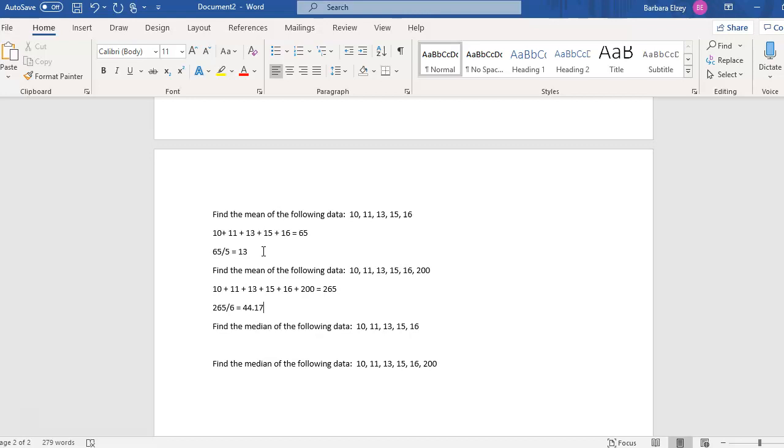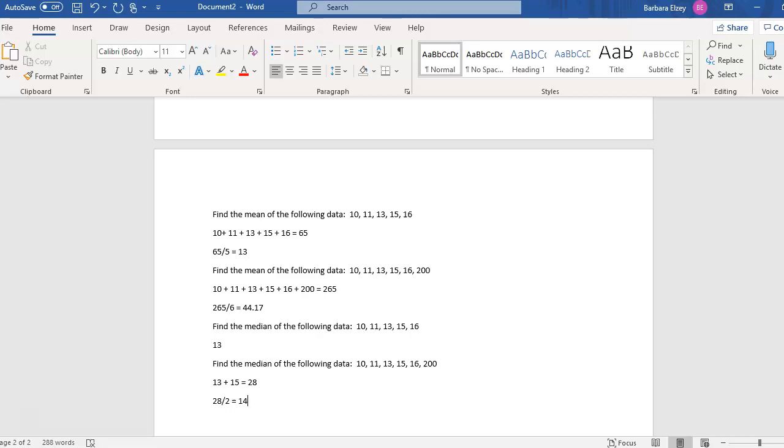Let's notice now what happens with the median. So for our next one, we want to find the median of that original set of data. Let's notice it's already in order, so we don't need to do the first step. If we look at the middle of our data, it is 13, so our median is 13. Now let's find the median with that additional 200 that's been added to the data. Again, that's an extreme value, so we know that it contains extreme values. It's still in order. We have 6 this time instead of 5. So if we look at the middle, we need to average together the 13 and the 15. So 13 plus 15 is going to give us 28. And if we divide 28 by 2, our median is 14.